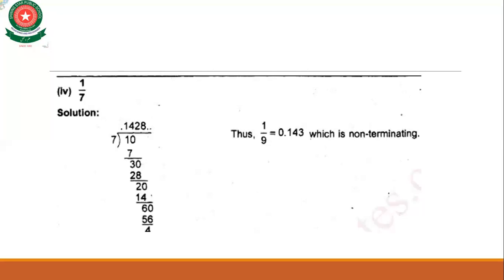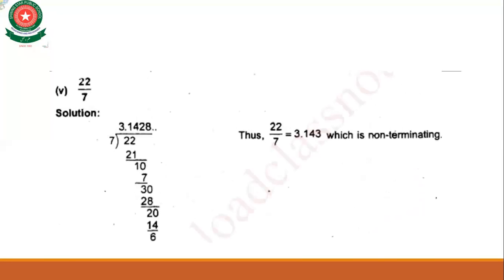Now again, we will multiply 7 with 2 to get 14. And so the equation will go on because this equation is also a non-terminating decimal number or fraction number. Thus, 1 by 7 is equal to 0.143.